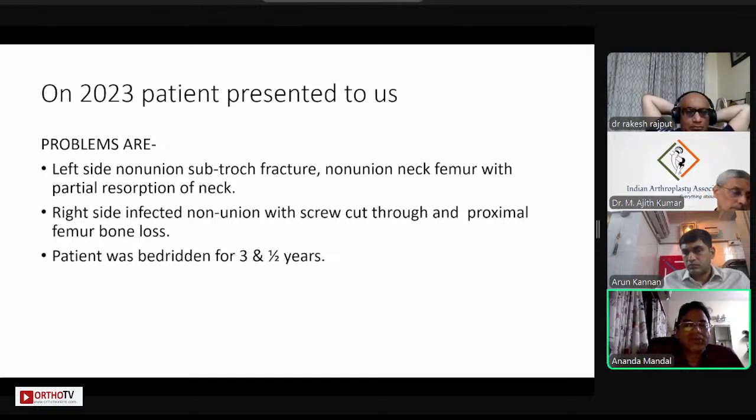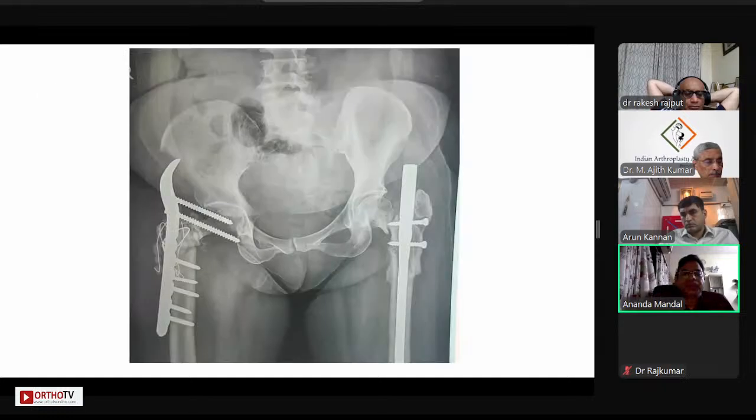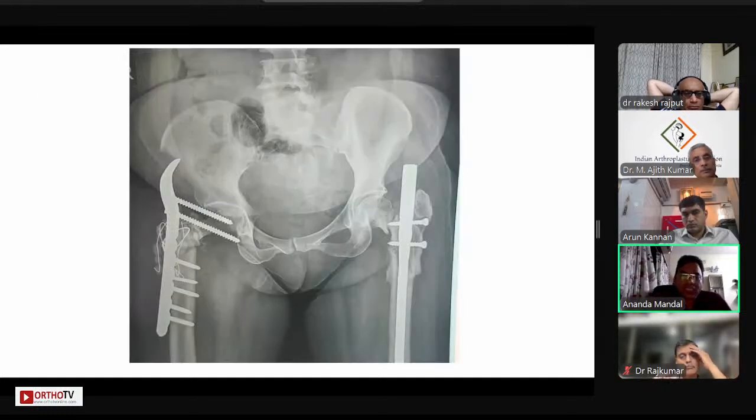And there is pain in her right hip more than the left hip. This is the X-ray with which she presented to us in a government medical college hospital. There is no discharging sinus, but I suspect there is infection because the pain is on the right side more. I suspect infection is present in the right hip. So what can be done in this situation?